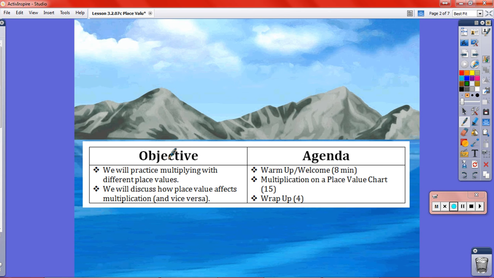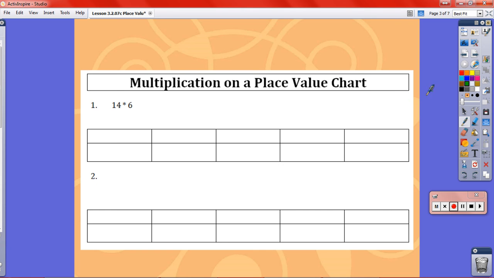So the objective is that we'll practice multiplying with different place values and discuss how place value affects multiplication and vice versa. So we start with 14 times 6 and just multiply like normal to see what it equals. So that's 4 times 6 is 24. And 6 times 10 is 60 plus the 20 that we carried is 80. So 84.